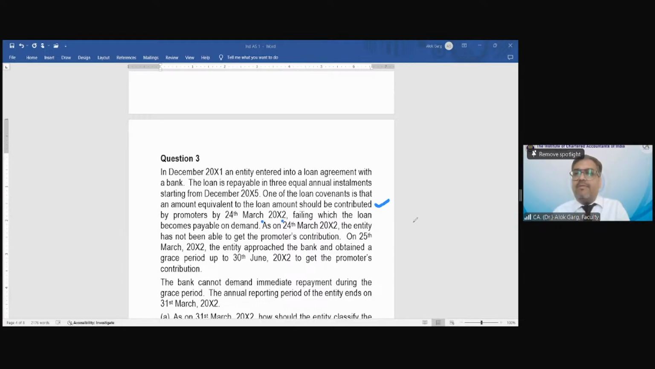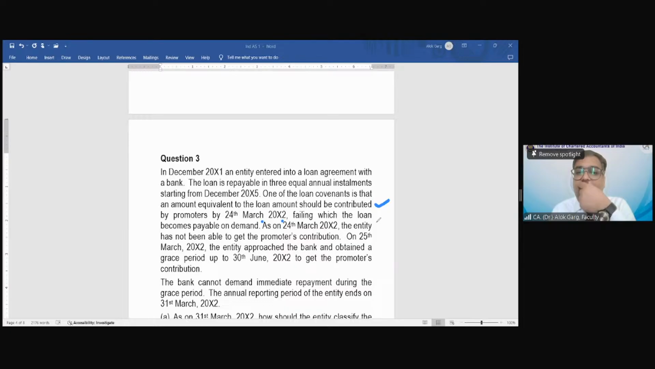Okay. So one of the conditions from the bank was that whatever is the loan amount, the same amount should be contributed by the promoters of the company by 24th March 2002, means after 2 months and 24 days. Failing which, the loan becomes repayable on demand. If the promoter will not be able to contribute this money by 24th March 20x2, so that this loan becomes repayable on demand, it will be considered as a default of loan covenant. Okay.